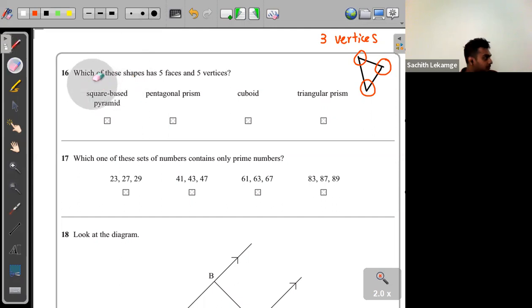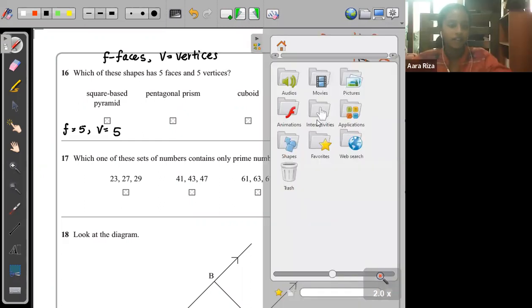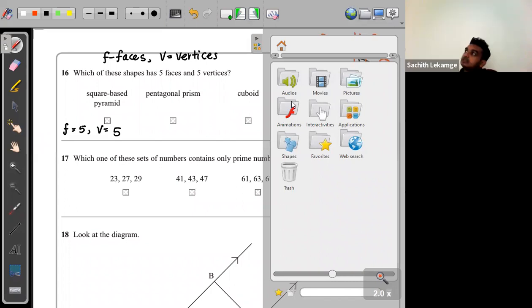We'll write down that for all the shapes, shall we? Square base pyramid. Let me write. Put the faces all. Faces 5, vertices also 5. F represents faces. Pentagonal prism. Okay, let me show you the pentagonal prism. Shall I draw it over here? The five faces. Exactly. That's my shapes over here.